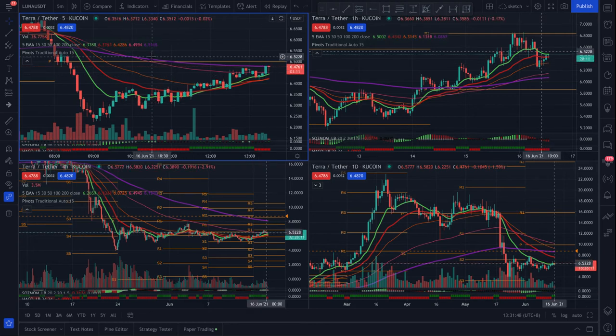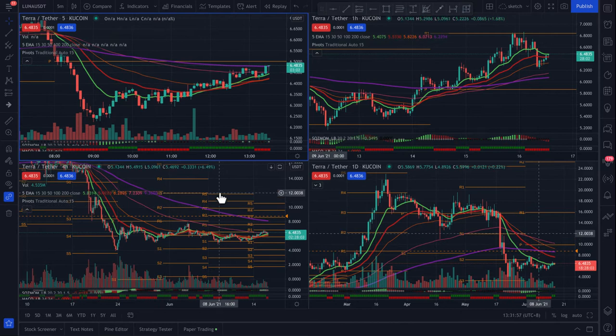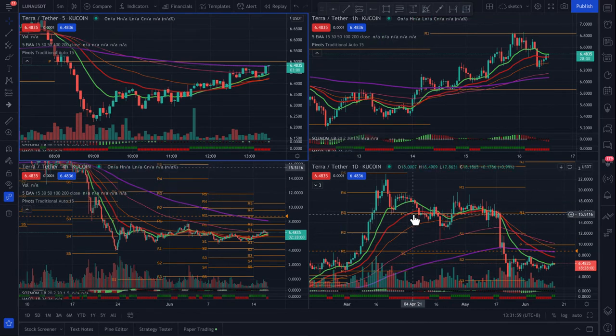So today we're going to look at LUNAUSDT. LUNAUSDT has been on an interesting range pattern for quite a few days now. And let's take a look to see if there are any interesting patterns, any interesting opportunities to trade right now.